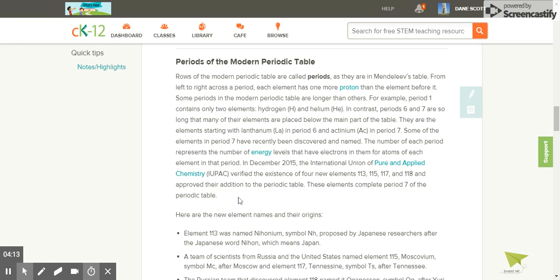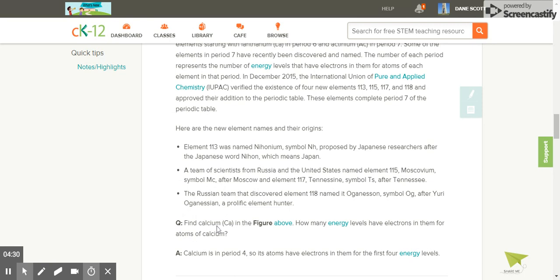In December 2015, the International Union of Pure and Applied Chemistry verified the existence of 4 new elements, 113, 115, 117, and 118, and approved their addition to the periodic table. These elements complete period 7 of the periodic table. Here are the new elements' names and their origins.